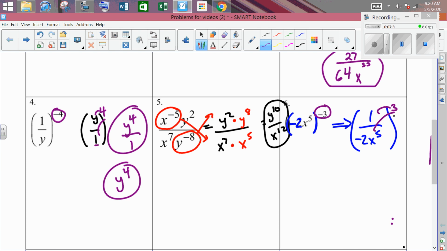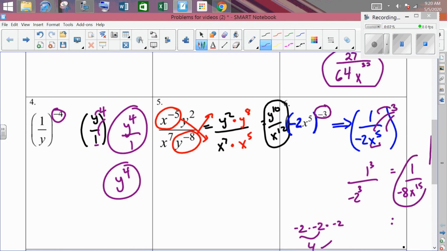Now I distribute that power. 1 cubed, 1 times 1 times 1 is 1. And then here, negative 2 cubed, negative 2 times negative 2 is 4, times another negative 2 is negative 8. And then monomial raised to a power, I multiply those exponents and get x to the 15th.